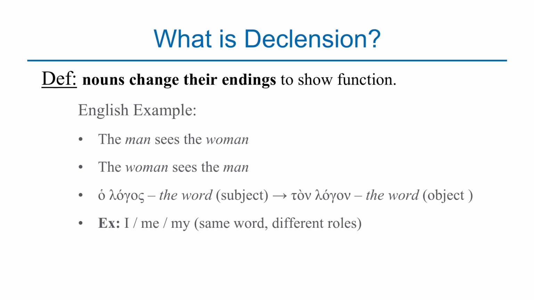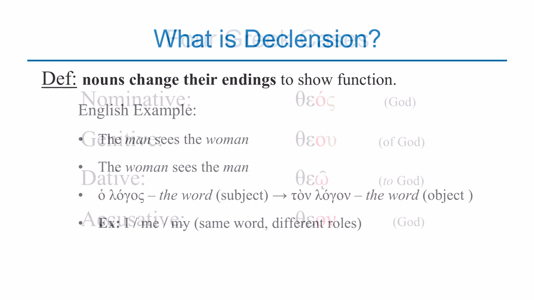And sometimes in English, you change the appearance of a word to show the different function. But in Greek, you change the case ending to show the different function of a word. And so what we're saying here is that declension is when you're changing the appearance of a word, when you're changing the case ending of a word, to show how that word can function differently in the sentence. And this will become clear as we move on and look at more examples.